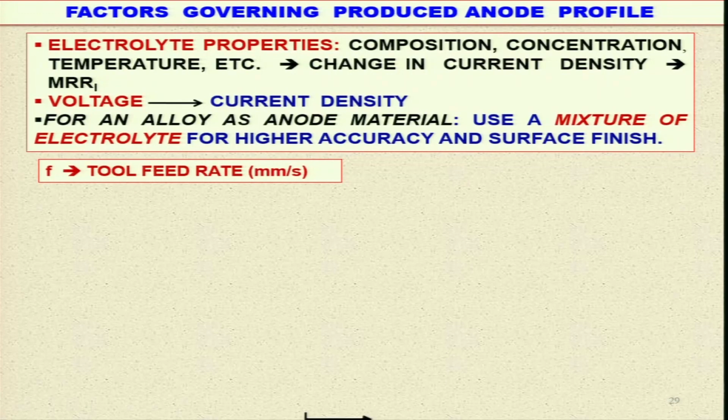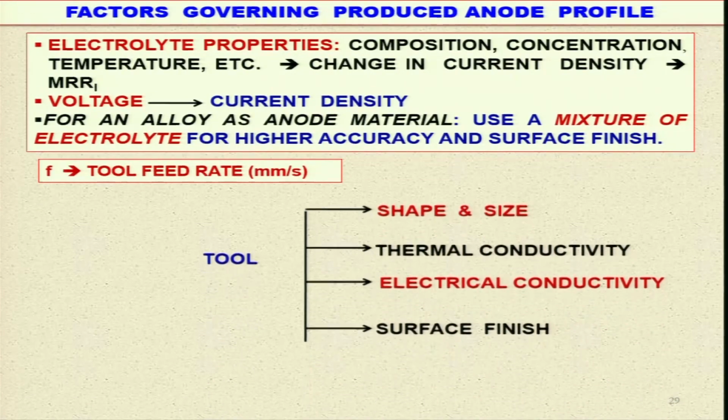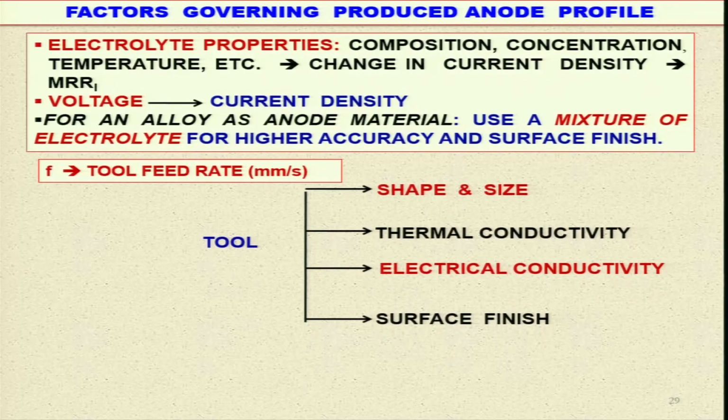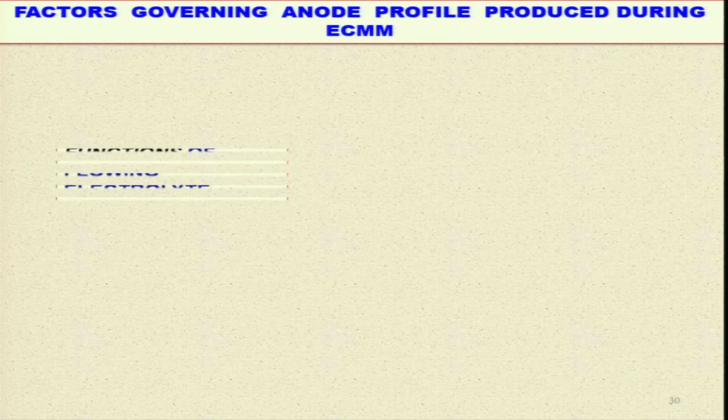F is the tool feed rate in terms of millimeter per second or micrometer per second, depending upon whether it is the ECM process or the ECMM process. Tool shape and size, thermal conductivity, electrical conductivity and surface finish should be controlled. Gas evolution resulting in a protective film affects overpotential during the reactions. These are the factors governing the anode profile produced during the ECMM process.